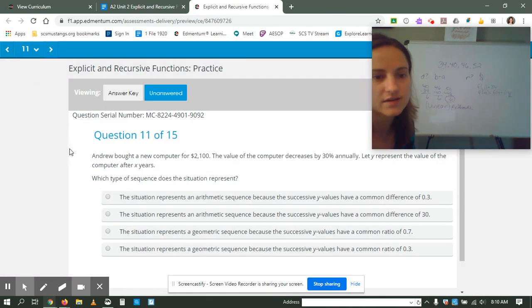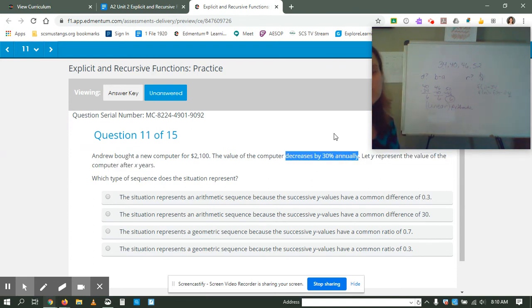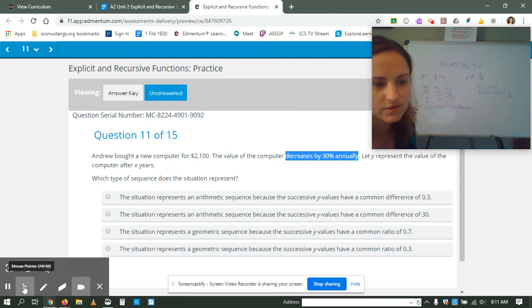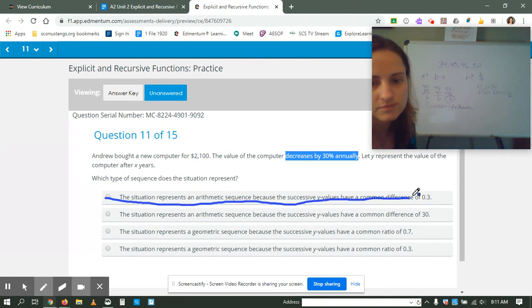Looking at 11, Andrew bought a new computer for $2,100. The value of the computer decreases. So automatically, I hope you're thinking that this is an exponential or a geometric function. Let y represent the value of the computer after x years. Which type of sequence does the situation represent? So we already said, since it's got that 30%, it's going to be exponential or geometric. Those two words mean the same thing. So there we have those two.